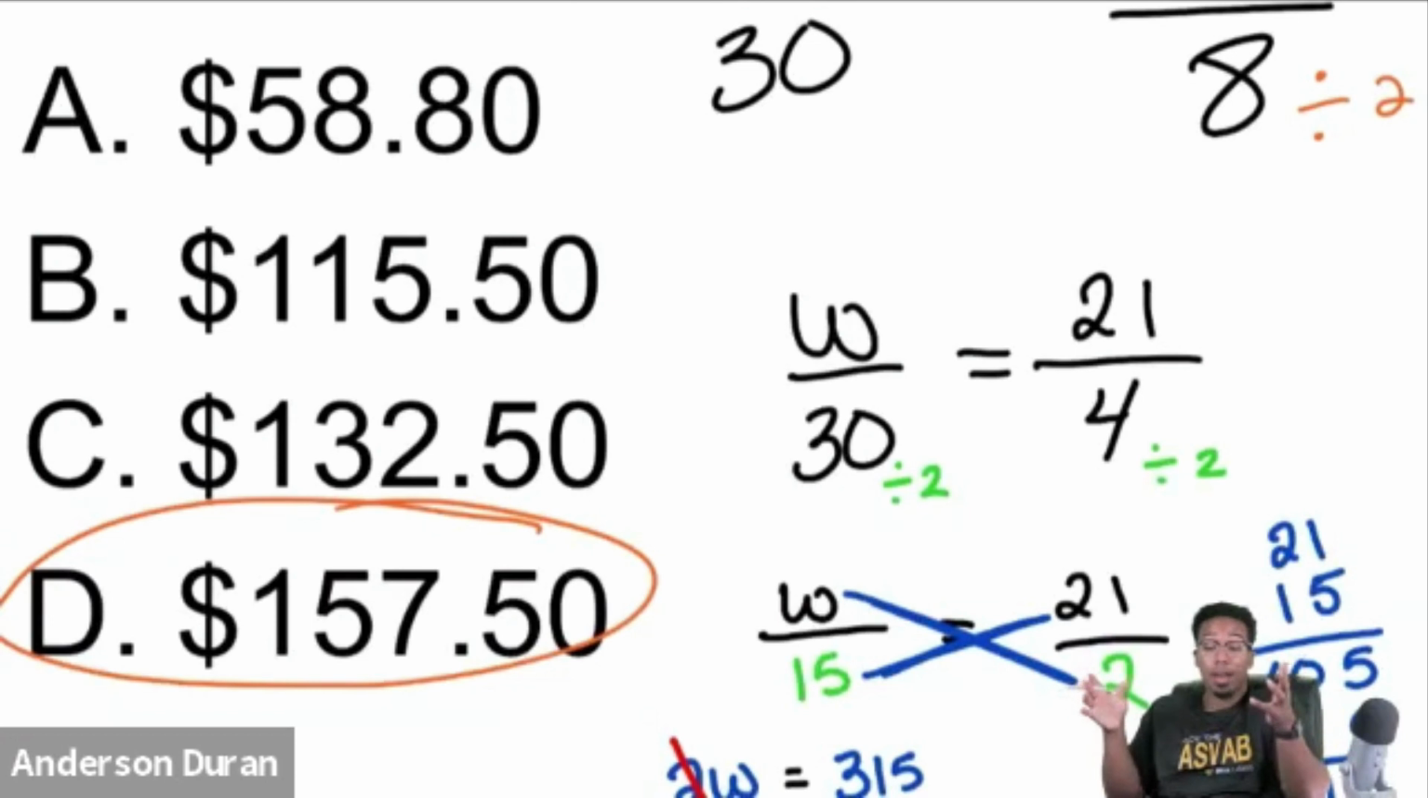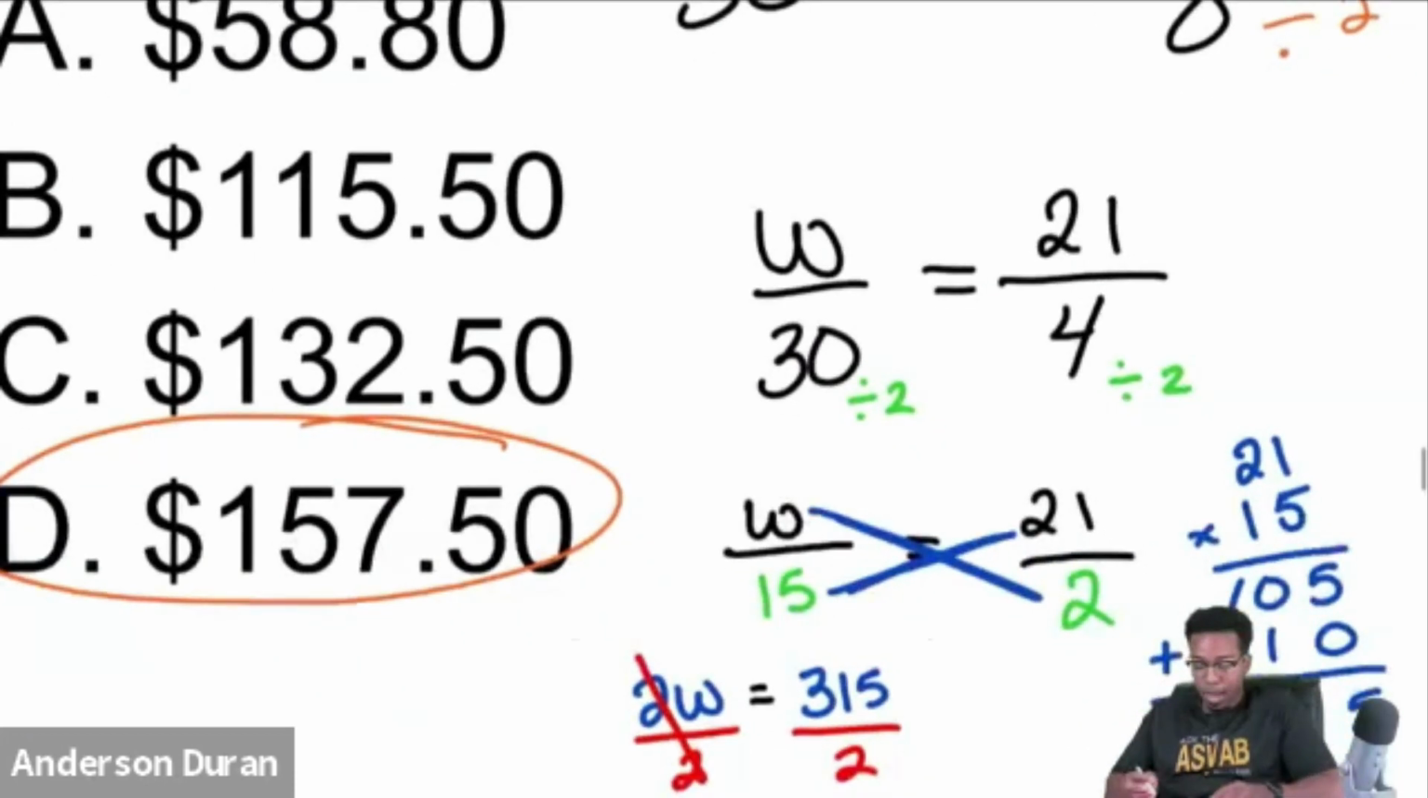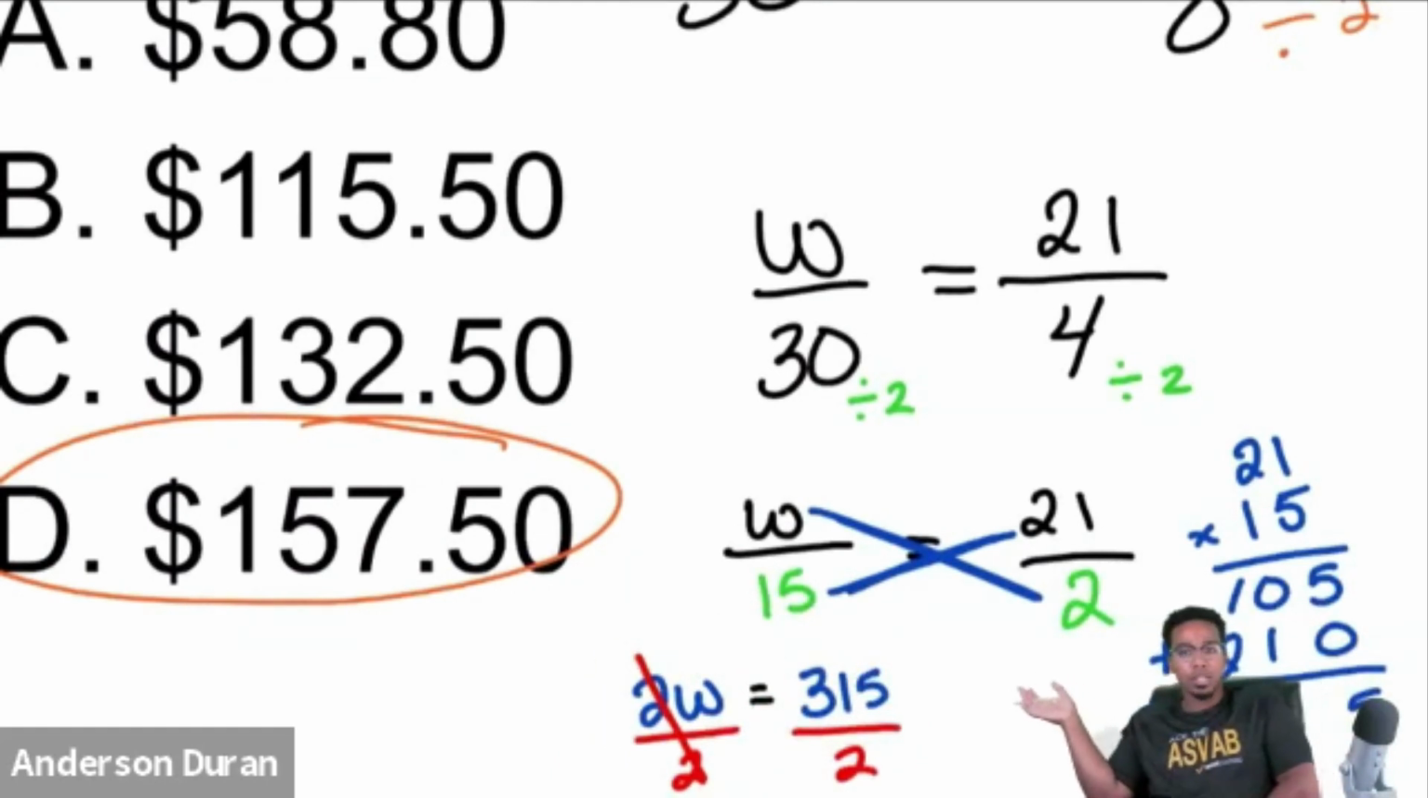Let me go ahead and show you right here. With the ASVAB arithmetic reasoning, you do not always need to solve the problem completely. Honestly, you could have started literally right here. Everybody, look at the 2W equals 315. If you look at the 2W equals 315, you know you got to divide by 2 on both sides.